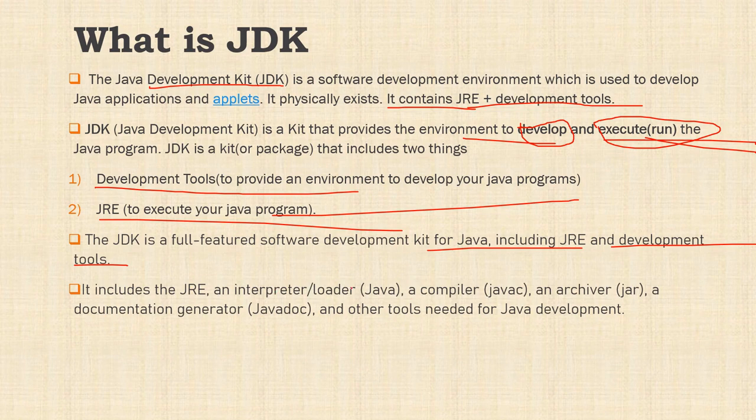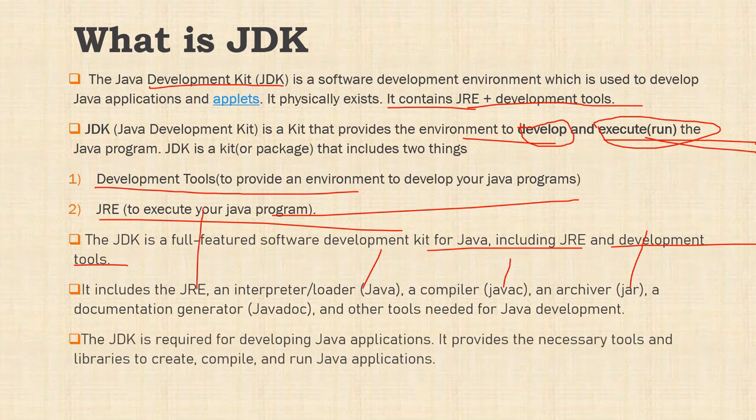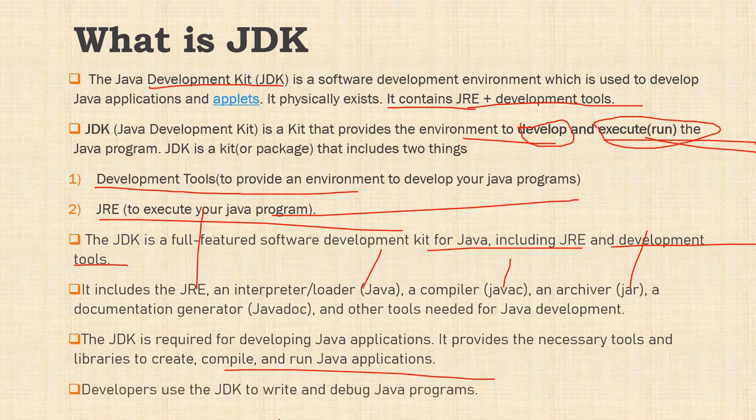Like the interpreter, we have java, and javac for compiling, and for the archiver, all jars will be there, all libraries will be there. In the JRE, all the libraries will be there. The JDK is required for developing Java applications. It provides the necessary tools and libraries to create, compile, and run your Java applications. So this is the conclusion. We'll see the big pictures.